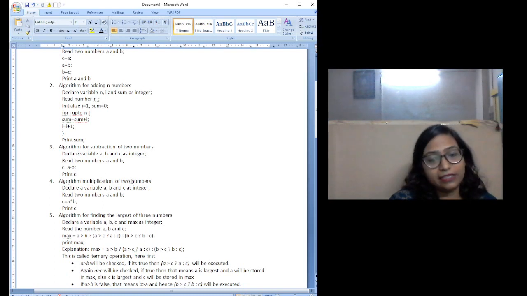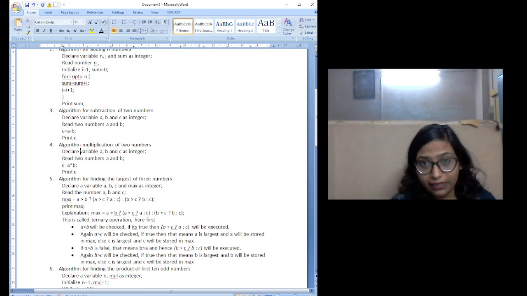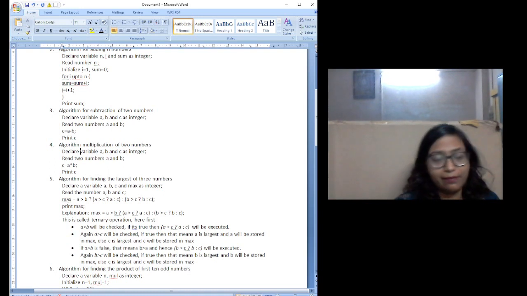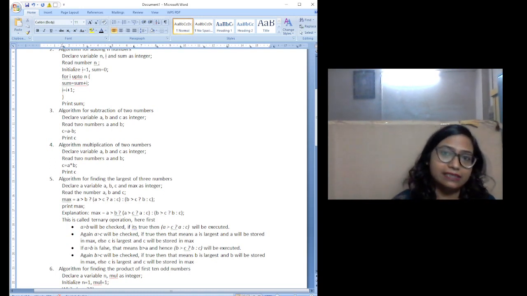Algorithm for multiplication of two numbers, same thing. Taking three variables a, b and c as integers. We read a and b, okay, because the user will provide a and b, so we read them from the screen. Then we multiply a into b and put it in c and print c, okay.